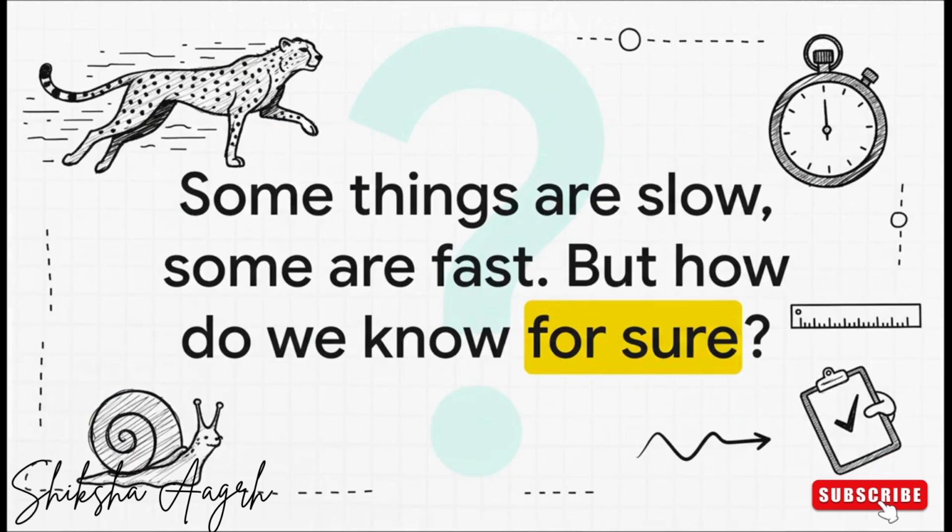It all starts with a really simple question. Some things are slow, some things are fast. A cheetah's fast, a snail is slow. That seems obvious, right? But what if you had to prove it? Science can't just run on a gut feeling. It needs numbers, it needs a way to measure. So that core question, how do we really know for sure, is exactly what we're going to unpack.